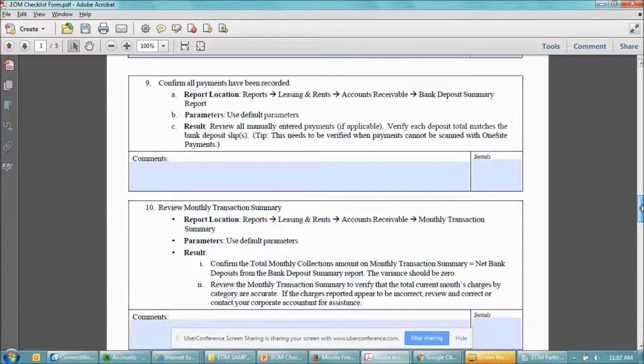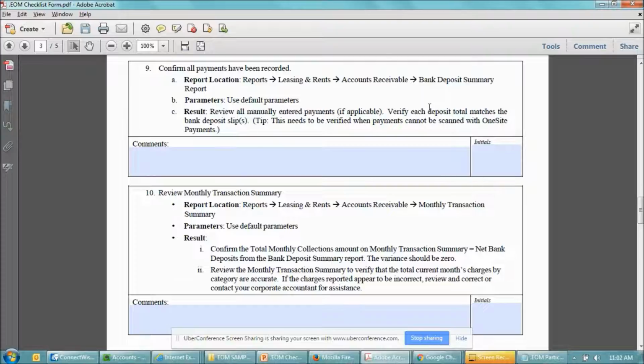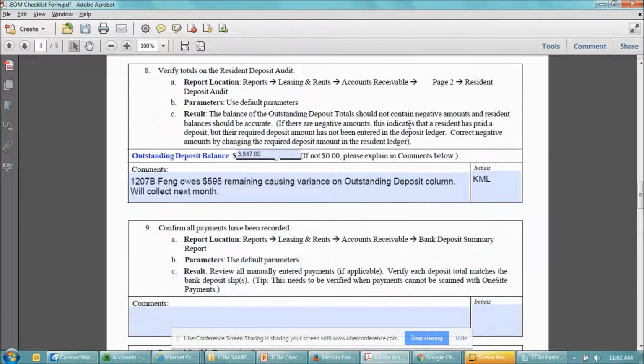I was going to pull up an example, but I think it's pretty good. If anybody needs an example, I can email you one. Number 9, confirm all payments. Alex, I'm so sorry, did we get through everything that would be relevant? Yeah. Okay. Awesome.